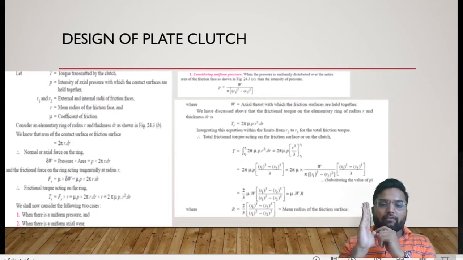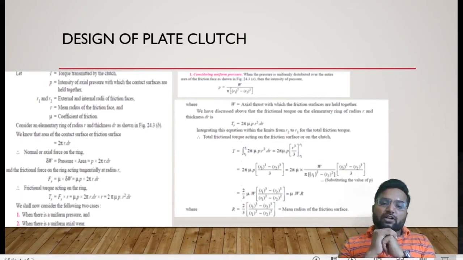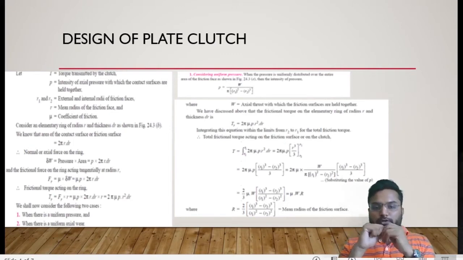So ultimately I have to integrate throughout the surface. Now to find out the frictional force for that particular pressure, it will be mu into 2 pi r dr into p, and that frictional force will help us to find out torque. Now what is going to be torque? It will be frictional force into radius of that particular element. So ultimately torque will be F into r, which is 2 pi mu p r square dr.